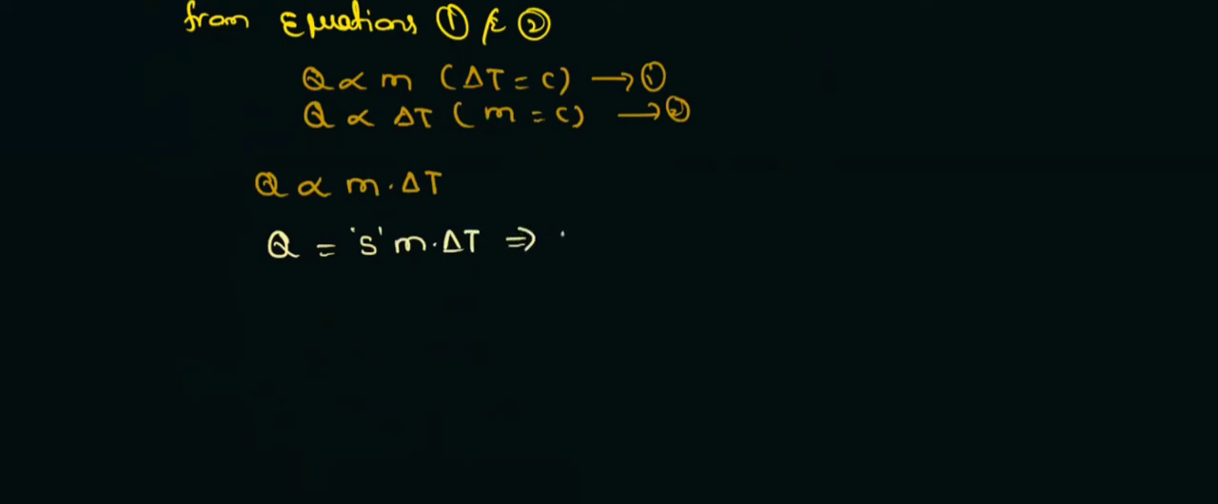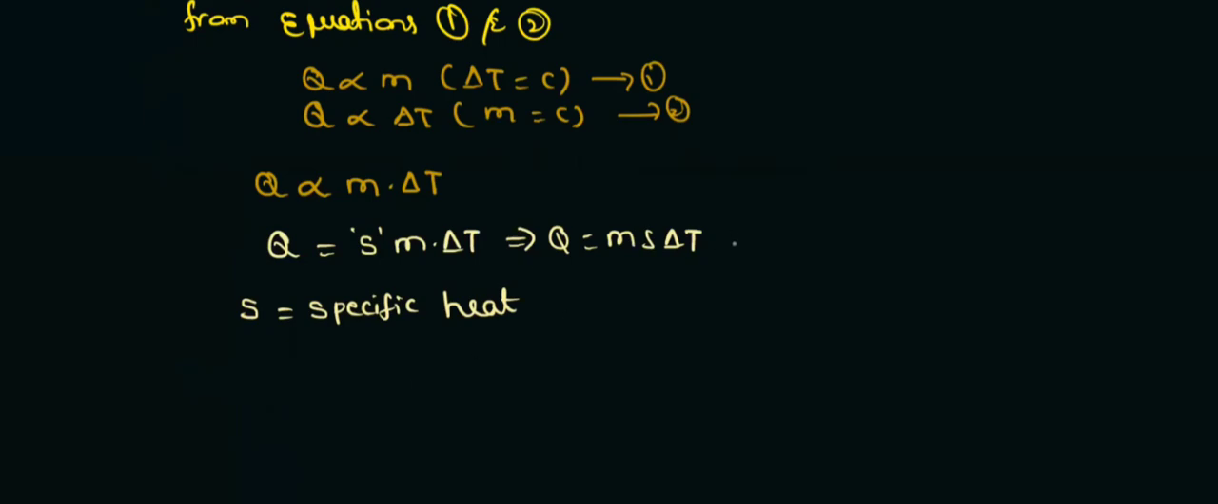That I can rewrite like this: Q equals MS delta T. So what is this S? It has much importance. It is what we have been calling, since the beginning of our topic, specific heat. We are saying it depends on the nature of the substance. What is that nature? It is the specific heat. So that constant value S is the specific heat.